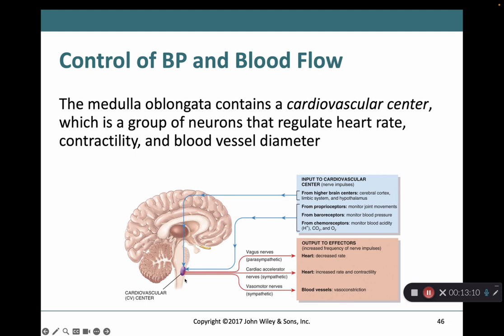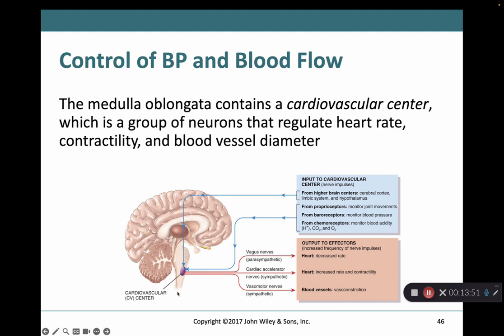Okay, remember in our medulla oblongata, that is where we control our heart rate. It also regulates contractility of the heart and diameter of blood vessels. So these would all affect our blood pressure and therefore our blood flow. Okay, so we have input to our cardiovascular center. This can be from our other brain centers, from proprioceptors, which monitor movement, baroreceptors, which monitor blood pressure, and chemoreceptors, which monitor blood acidity.